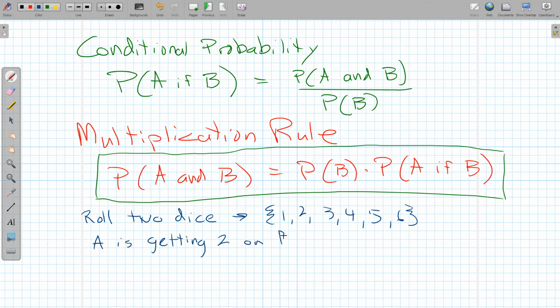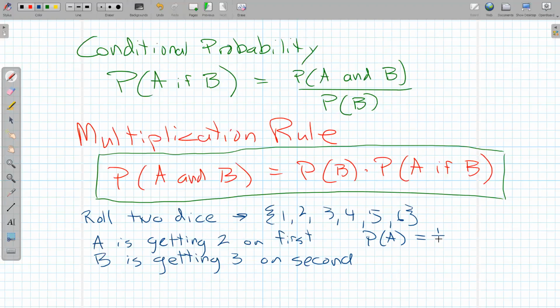So say event A is getting a 2 on the first one, and event B is getting a 3 on the second. So the probability of event A, probability of getting a 2, well, there's only one 2, so there's a 1 out of 6 chance that can happen. And similar down here, the probability of getting a 3, event B there, that's also 1 out of 6.